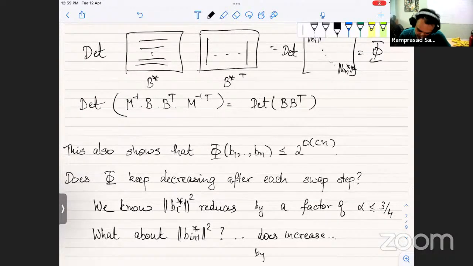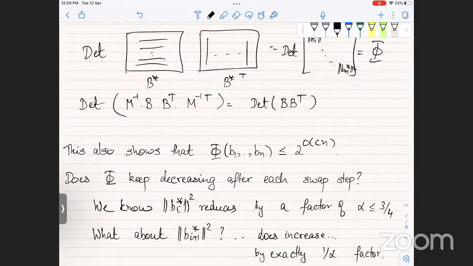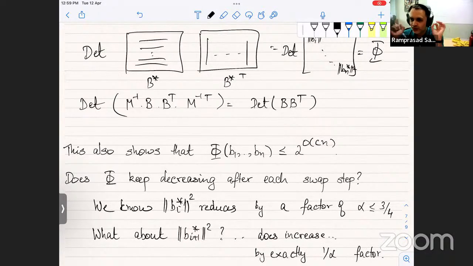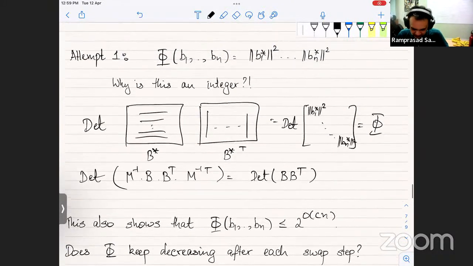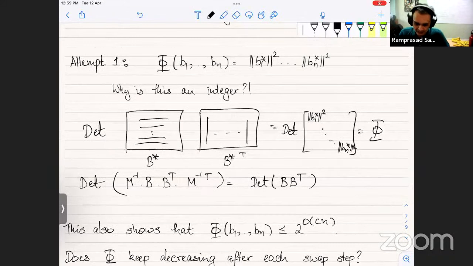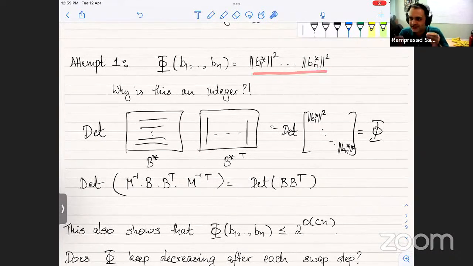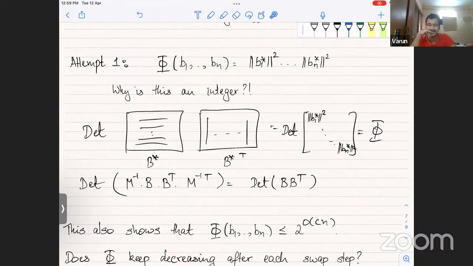And by exactly a 1 over alpha factor. So whatever gain you got in the ith vector, the i plus 1th vector will just completely undo that gain. And in fact, the proof of it is just above. It basically says, what is the product of the lengths of all Gram-Schmidt vectors? It's this determinant. Now, obviously, if you swap i and i plus 1, this determinant stays the same. So of course, phi is also going to stay the same.